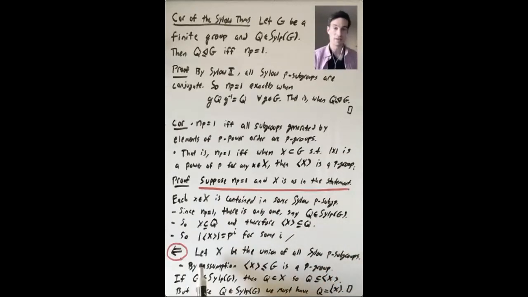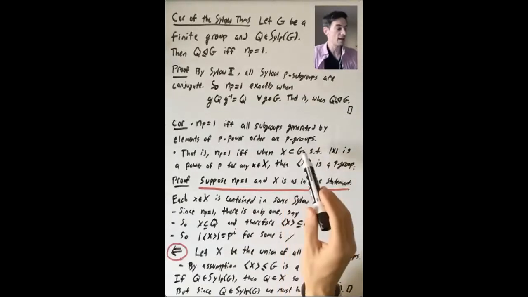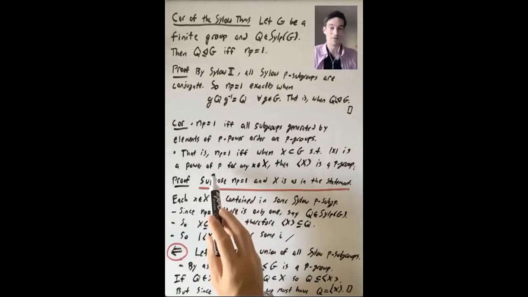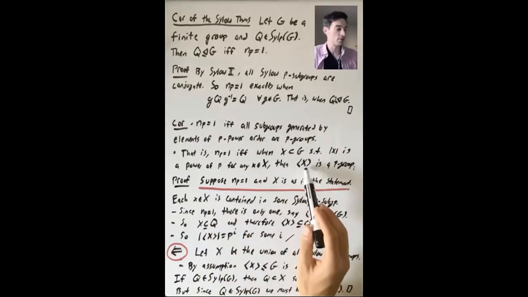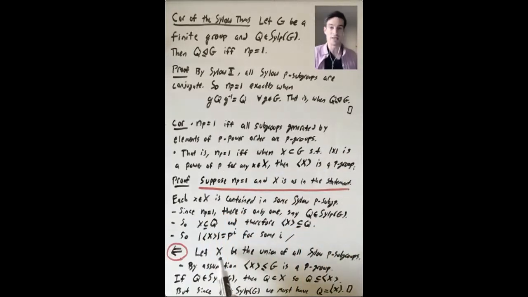For the other direction, let's say that X is the union of all of the Sylow p-subgroups. So what are we supposing for the other direction? We're supposing that whenever X is a subset of G so that all of the elements have p-power order, the subgroup generated by X is a p-group. So we're going to use this fact for a particular choice of a set X. And that set is going to be the union of all the Sylow p-subgroups. Certainly, all of the elements in X have p-power order. So by assumption, the subgroup generated by X is a p-group. How big is that group?